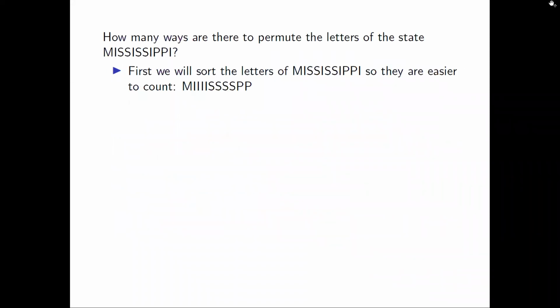We want to find the number of ways to permute the letters of the state Mississippi. First thing we can do to make this problem a little easier to work with is resort the letters of Mississippi to make them easier to count. So we'll group the same letters together. We'll start with the M. We only have a single M. We then have 4 I's. We'll group them all together. We also have 4 S's. We'll group them all together. And finally, we finish with the 2 P's.